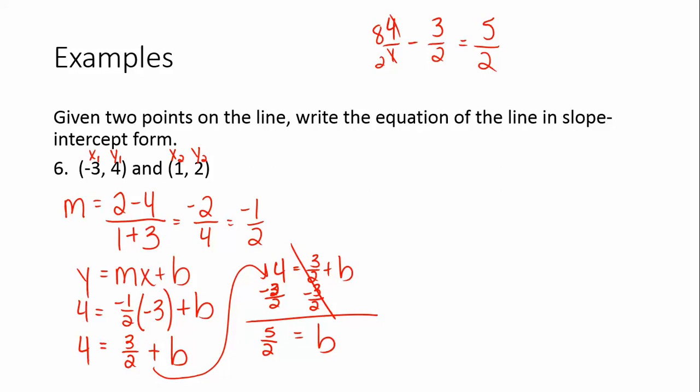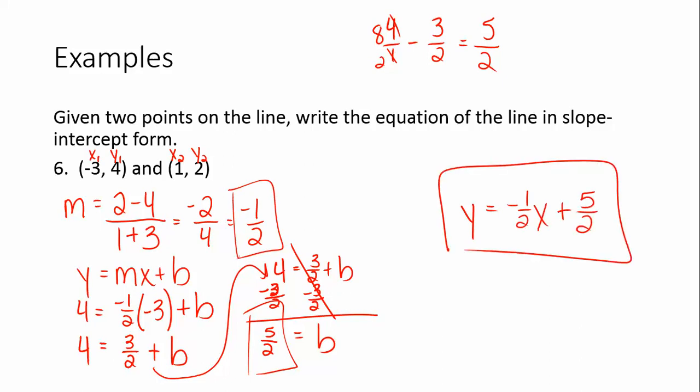You can change it to 2 and 1/2. I'd prefer you not use a decimal, so no decimals. So now we rewrite our equation. We're using the slope we found, we're using the b we found. So we get y equals negative 1/2 x plus 5 over 2, or 5/2, for the final answer.